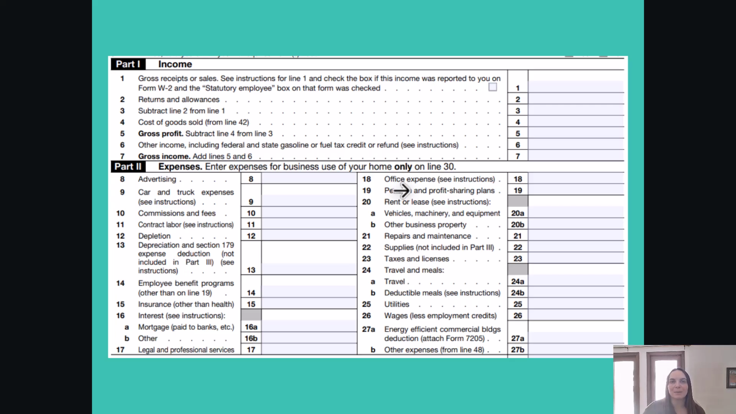So it's really important that we have specific categories for meals so that we know, okay, this isn't 100% deductible. I need to simplify my tax preparation process by tracking this throughout the year. Same thing with entertainment. Entertainment is no longer fully deductible.